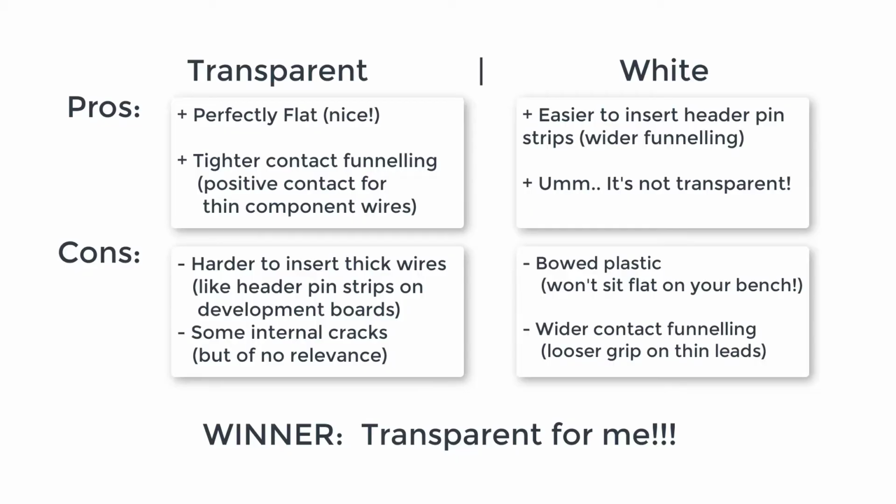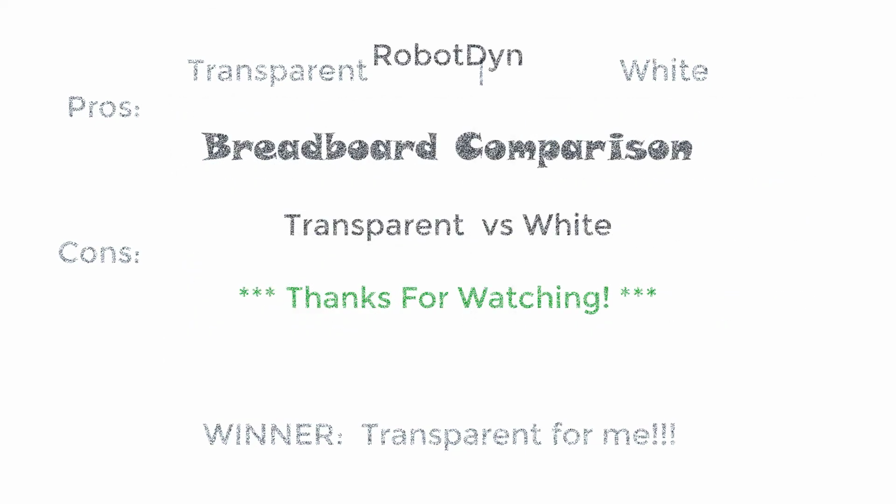So after all my rambling, here's a summary of my findings. For me, the transparent one is the winner. Perfectly flat, a tighter grip on the component leads. And the white one? Well, I really just can't get over how bowed it is.